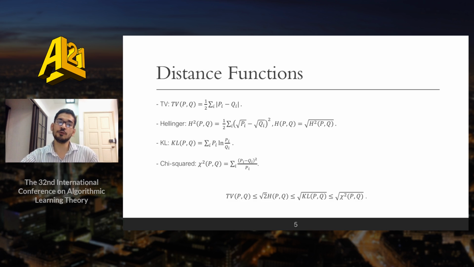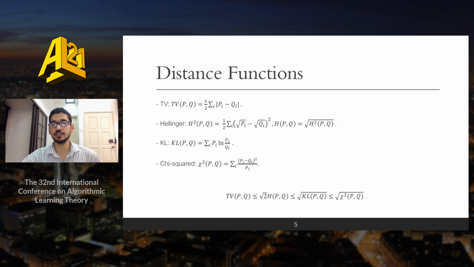So we'll be looking at 4 distance functions in this talk. First of them is the total variation distance, which is half of the L1 norm between P and Q. Second is the squared Hellinger distance. H square PQ is defined as half of the squared L2 norm between the vectors square root of P and square root of Q, and the Hellinger distance is defined as the square root of the squared Hellinger distance.